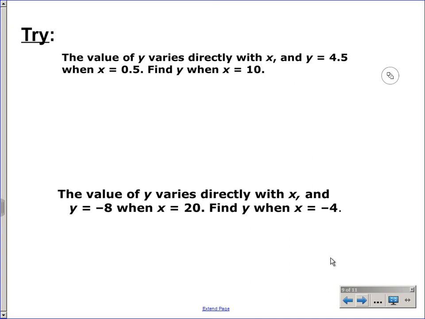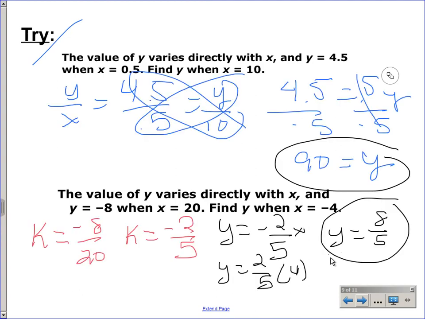Okay, so in this situation I want you to try it. You can do one of two ways. You can set it up as a proportion, or you can create the equation. So that's your decision. So go ahead and pause it, and in a moment you will have the answers up on the screen. So make sure you pause it and try it first. So here are the answers to these two problems. You can go ahead and pause it if you want to look it over. The first one was solved using a proportion, and the second one was solved using an equation.